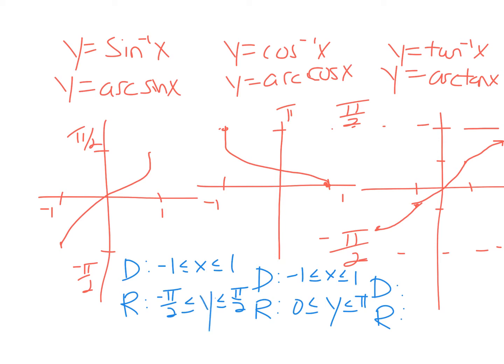Okay, and then over here, your domain is all real numbers for your tan, all reals, and then for your range, it's going to be between negative pi over 2 and pi over 2. Think about it this way. If you remember what your domain and range is of the original tan x graph, what would it be? The domain would be negative pi over 2 to pi over 2, and then your range would be all reals, so it's swapped in this case.